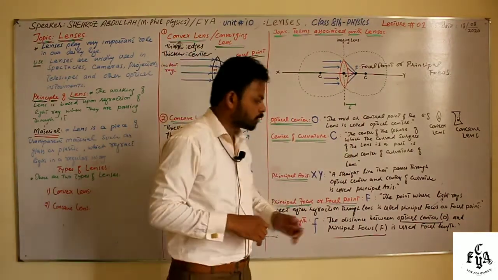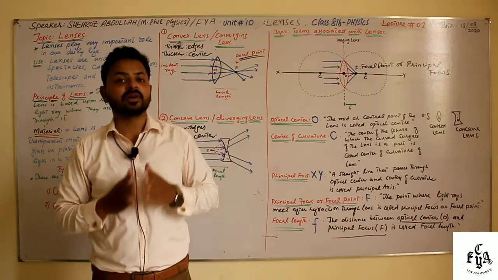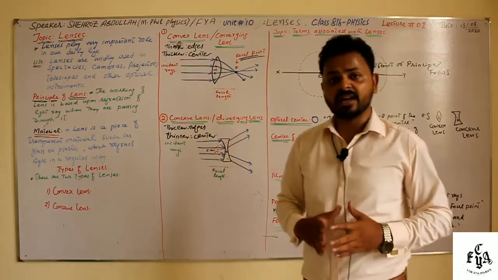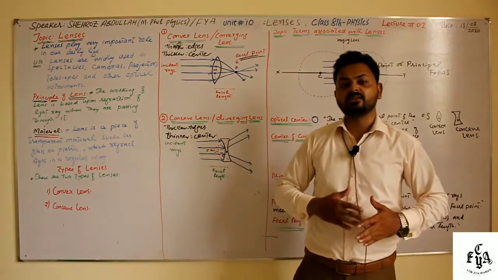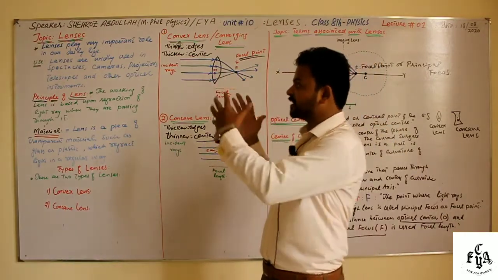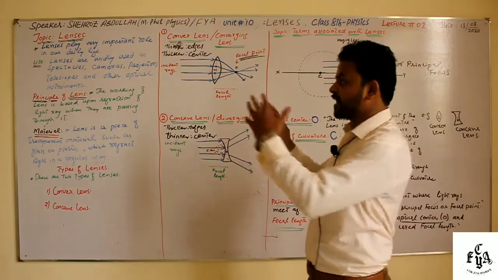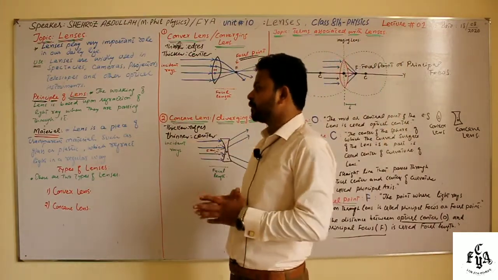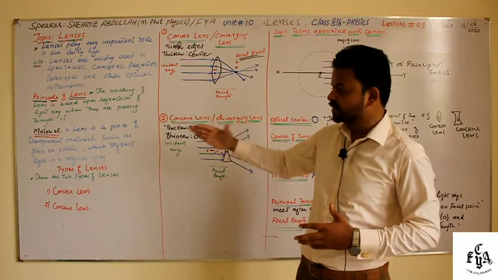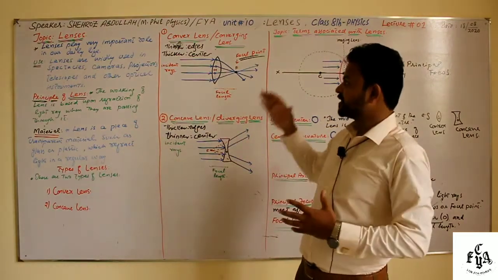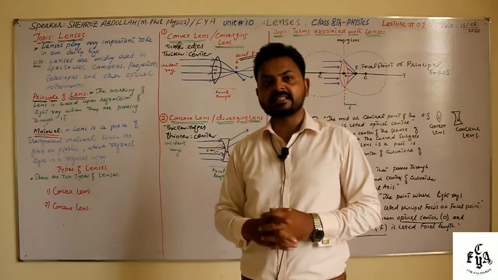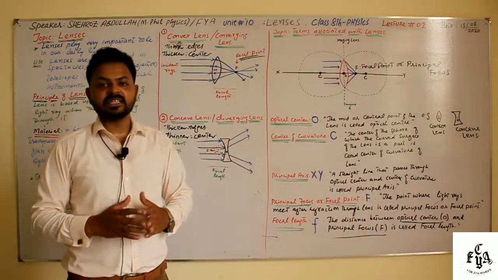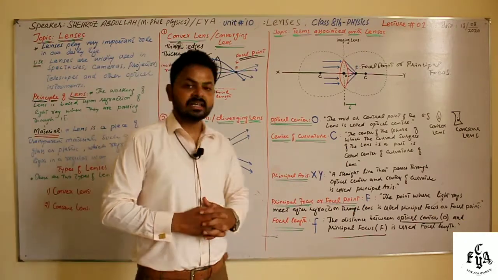So this was all about today's lecture. Let me summarize what we have done. In today's lecture we discussed lenses. We covered the introduction of lenses, their uses in our daily life, the principle of lenses, the material from which lenses are made, and the two types of lenses. Then we discussed the diagrams of both lenses and some terms associated with lenses which help us understand them better.